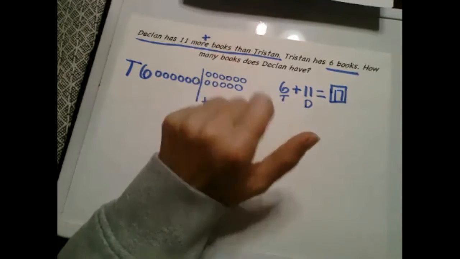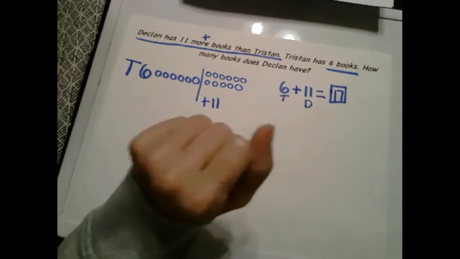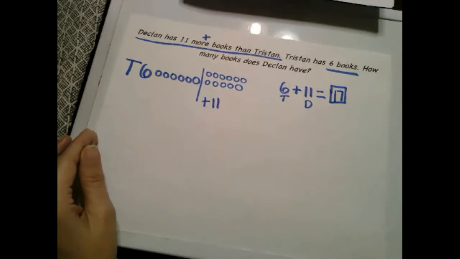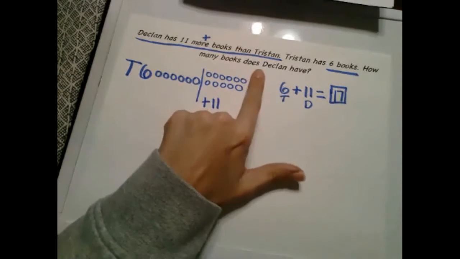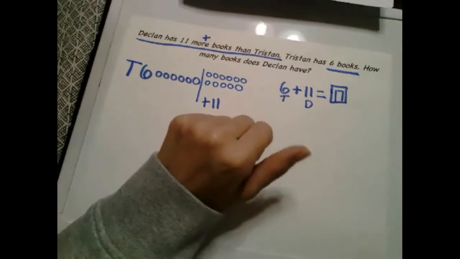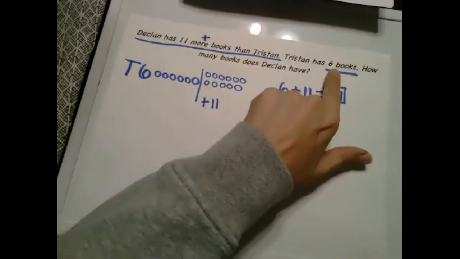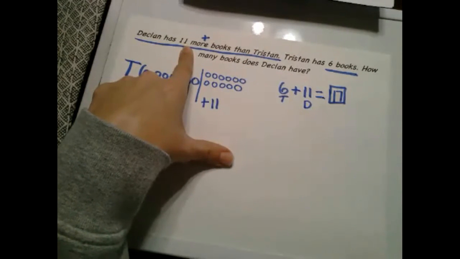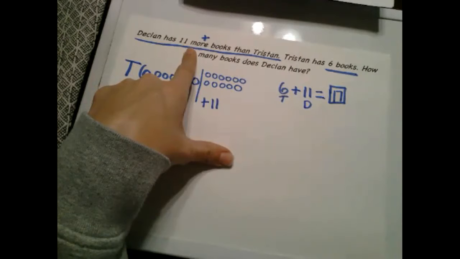These type of problems are a little tricky considering that we just learned how to compare. This type of problem is also comparing because you're saying that this amount and this amount is 11 more. So you're comparing those.